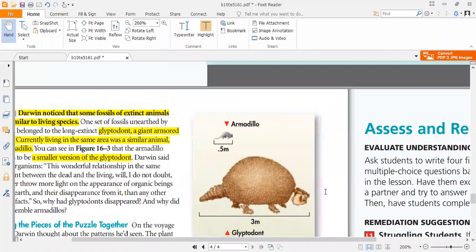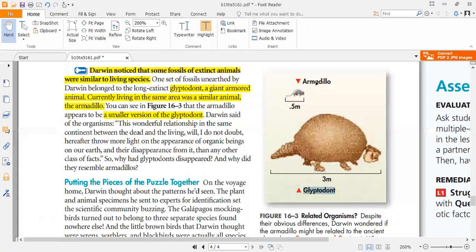This is called Glyptodont, and this is the armadillo. He noticed that he found a fossil of the Glyptodont. Actually, these are the real fossils of the Glyptodont.